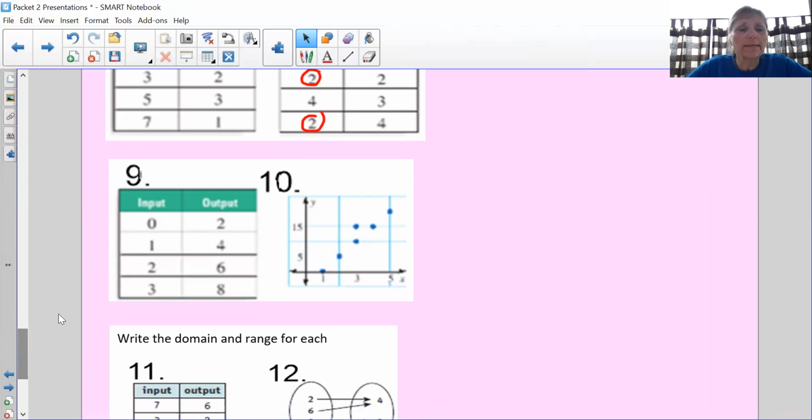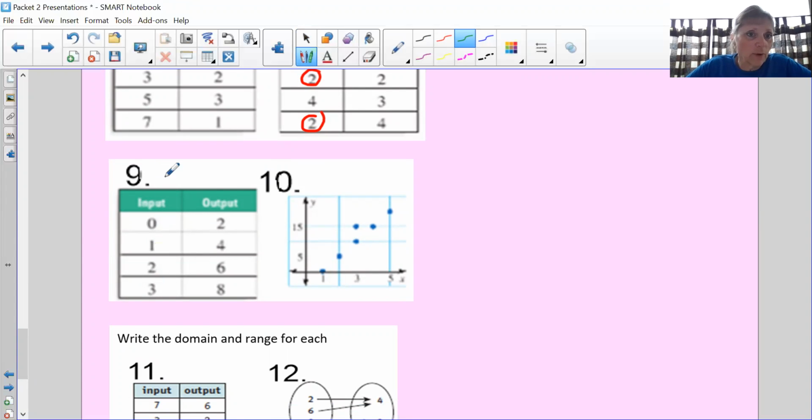Okay, last two like this. Again, I'm going to notice the inputs 0, 1, 2, 3, and this is okay. So I'm going to call it a function. Okay, I'm going to look at this and look at how vertical they are. I'm going to use the vertical line test. If I use that vertical line test, it does not pass, so I'm going to call that a non-function.